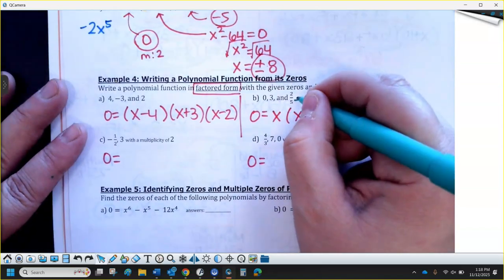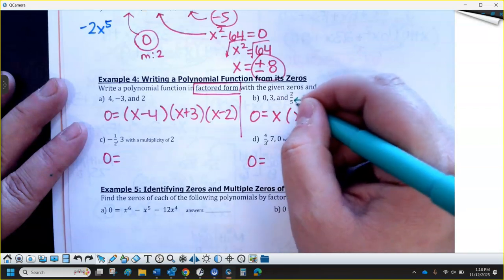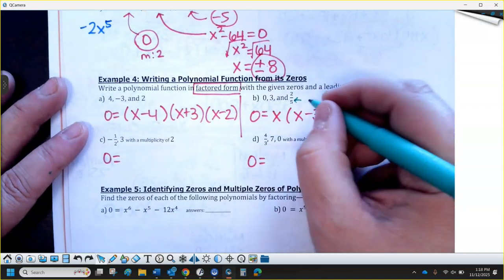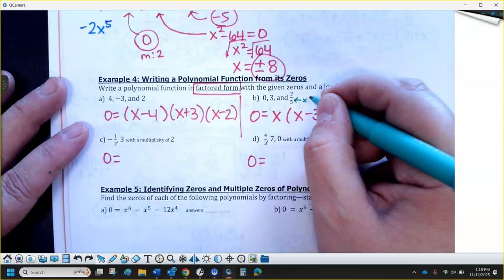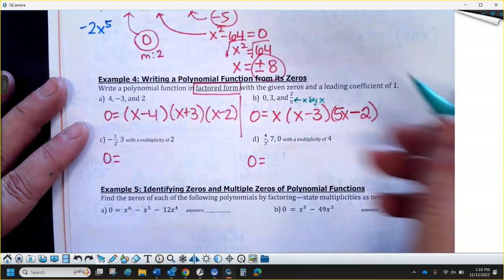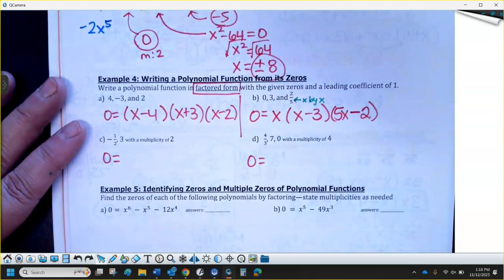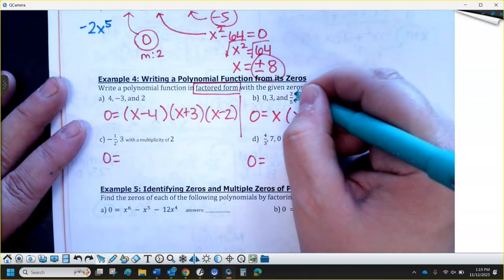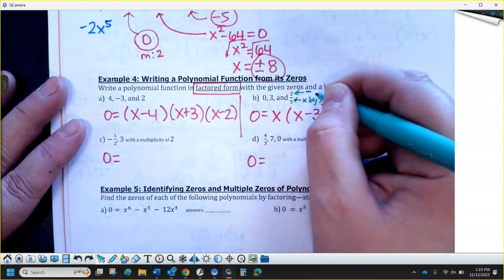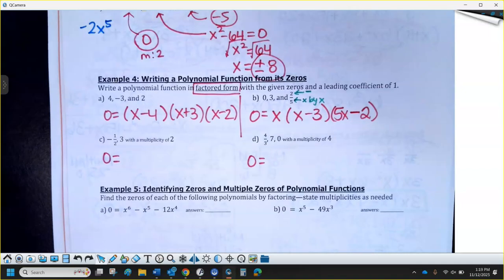Just to help you out with the fraction, whatever is in the denominator, you're going to multiply by x. If it's positive, you're going to subtract that number. If it's a negative answer, then you're going to add that number. So whatever's on the top of the fraction gets either added or subtracted, and whatever's in the bottom of the fraction gets multiplied by x.